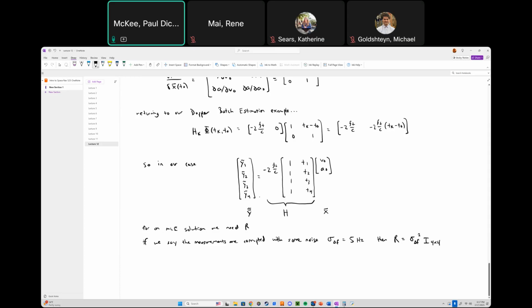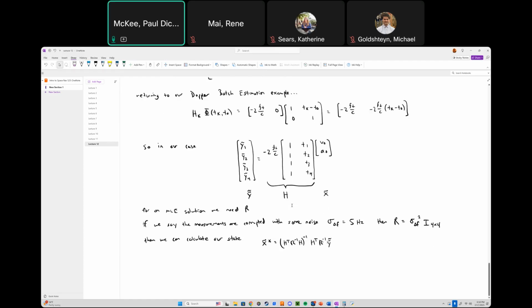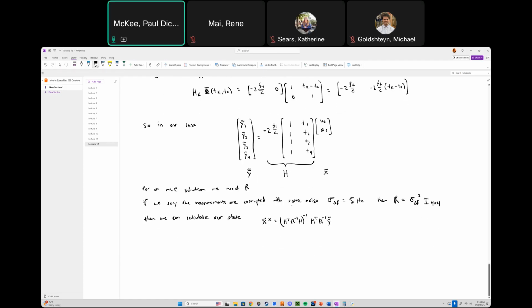So then calculate our state. And it's going to look like X star is H transpose R inverse H inverse, times H transpose R inverse times the noisy measurement vector. And I'm just going to give you the answer. And I would highly recommend you go through and code this up as a warm-up to homework 2, so you can kind of convince yourself that this works.